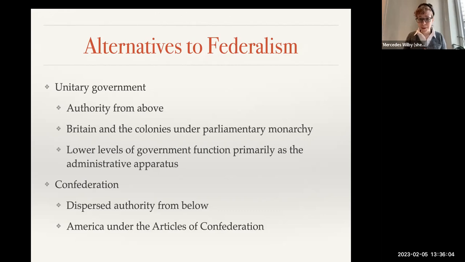Now, we also experienced a confederation, which is kind of the opposite, where there's authority from below and the powers below delegate some of that up. So in this case, it was America under the Articles of Confederation, where each state really had the power. These 13 states had a lot of power, but they delegated some of that power up under the Articles of Confederation to a national government. Thing was, that wasn't very efficient, as we've talked about.